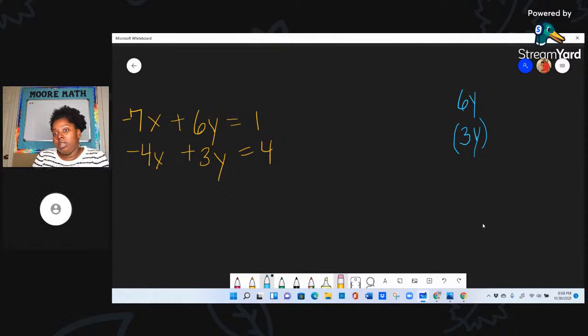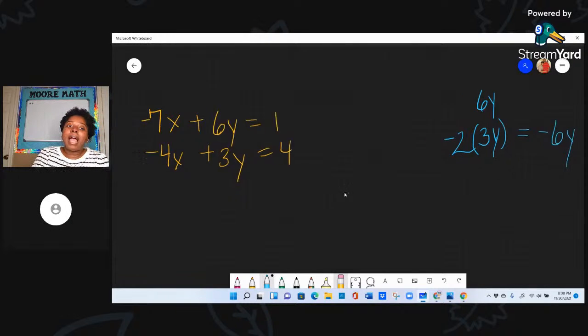-3y. I mean, -6y. Good. Okay, so -6y. So how do I turn this 3y into a -6y? I need to do something to this 3y to get -6y. Multiply by -2. Excellent.